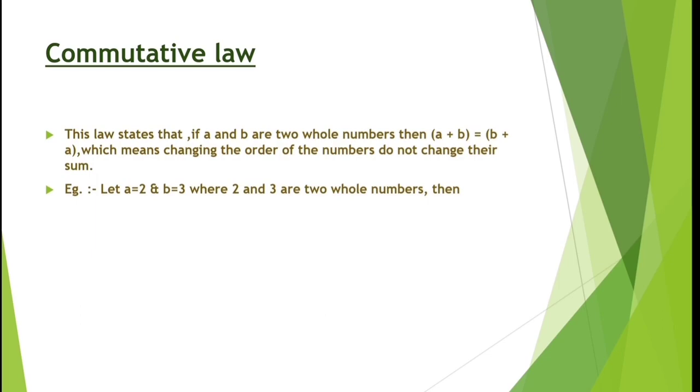For example, again let us take A equal to 2 and B equal to 3. A and B are two whole numbers. So you know 2 plus 3 is equal to 3 plus 2. So 2 plus 3 is 5 and 3 plus 2 is also equal to 5. So like this we verify our result of commutative law.